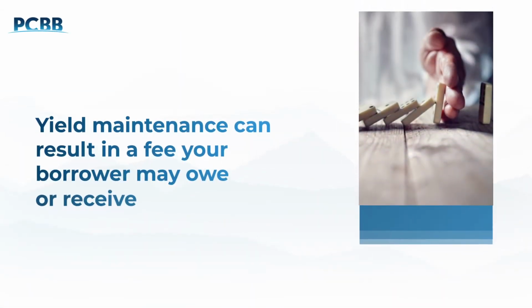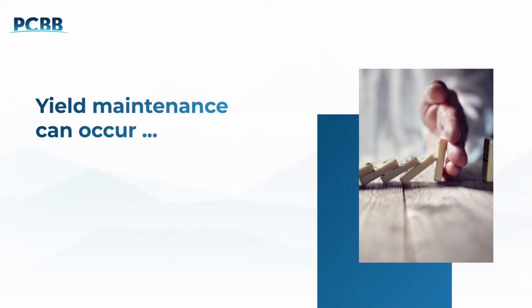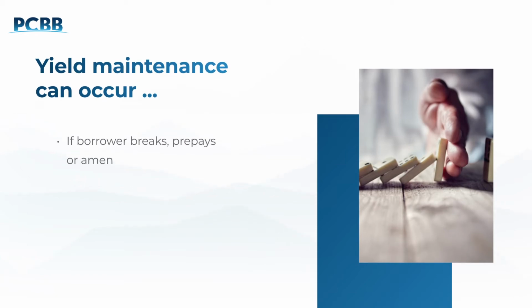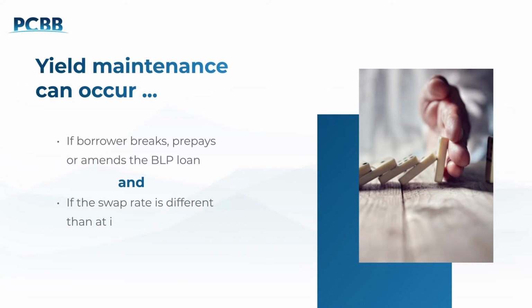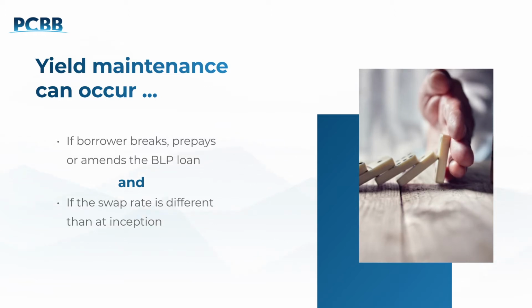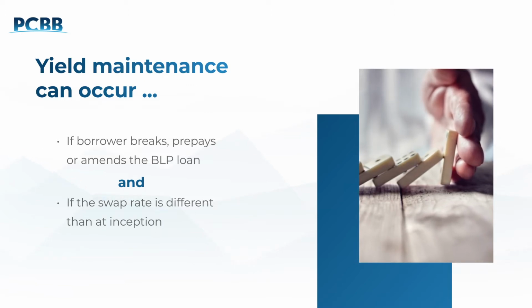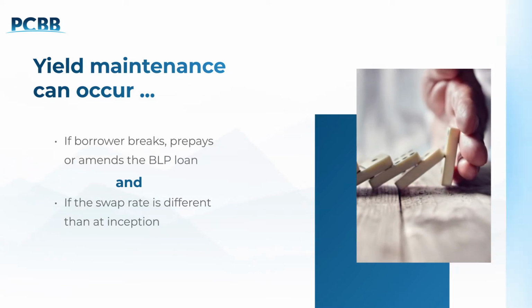As a standard prepayment fee structure, yield maintenance can result in a fee that your borrower may either owe or receive. It comes into play if your borrower breaks, prepays, or amends the BLP loan, and if the swap rate for the remaining term, known as the prepayment swap rate, is different than the initial swap rate locked in at inception. This is an important structure to understand because in over half of all swap deals, borrowers want to prepay or alter the loan term.